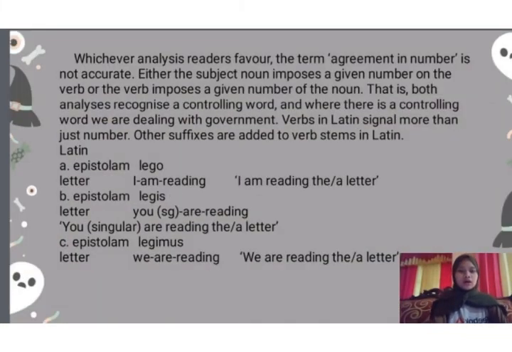Next, whichever analysis readers favor, the term agreement in number is not accurate. Either the subject noun imposes a given number on the verb or the verb imposes a given number on the noun. That is, both analyses recognize a controlling word, and where there is a controlling word, we are dealing with government. Verbs in Latin signal more than just number. Other suffixes are added to verb stems in Latin.